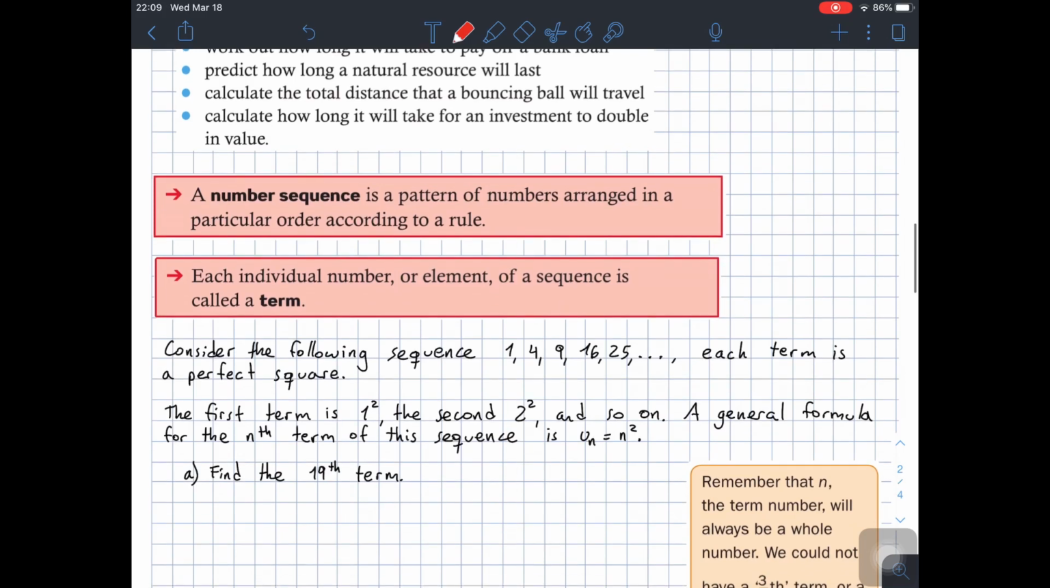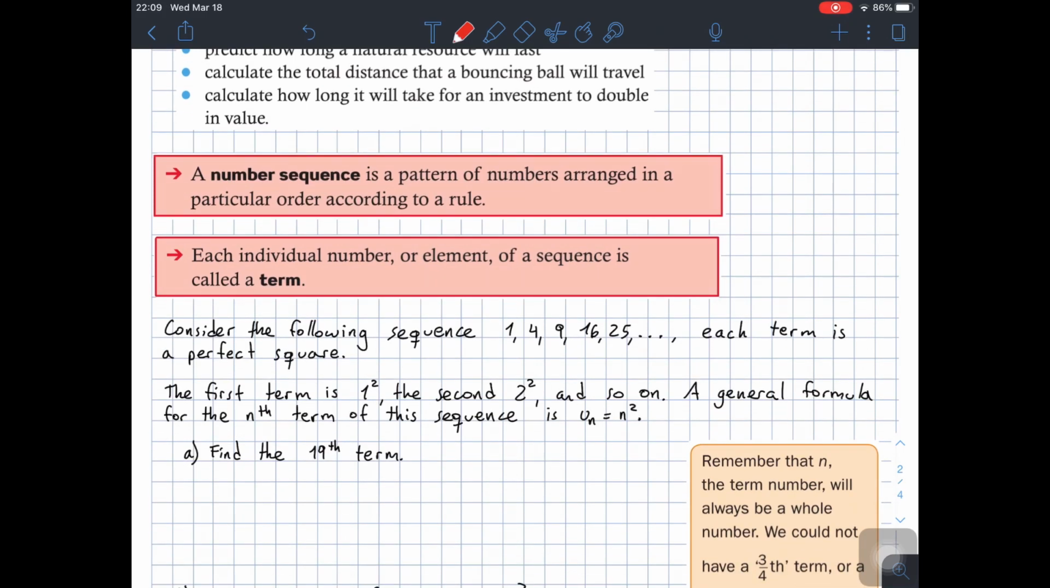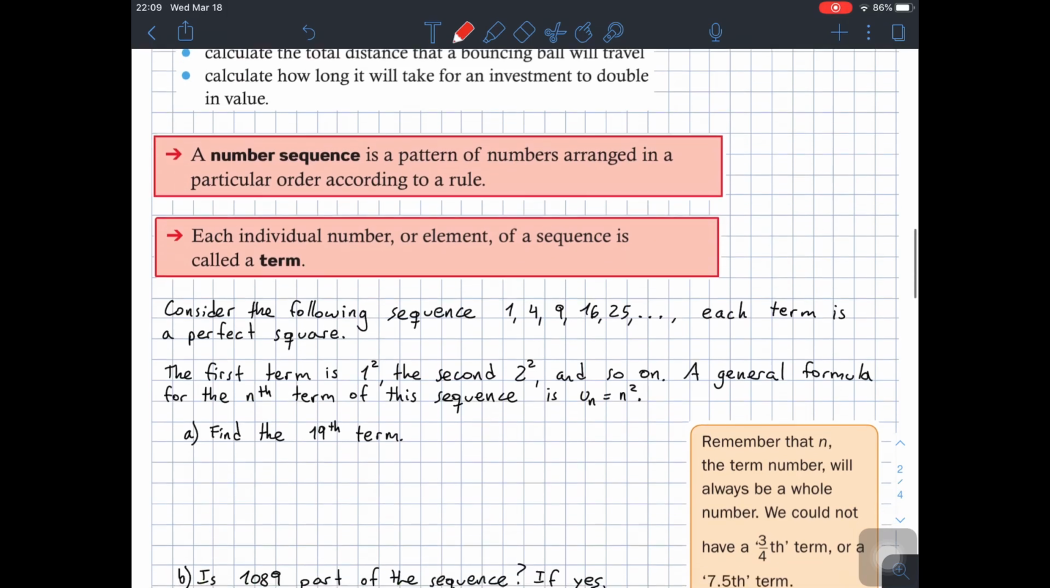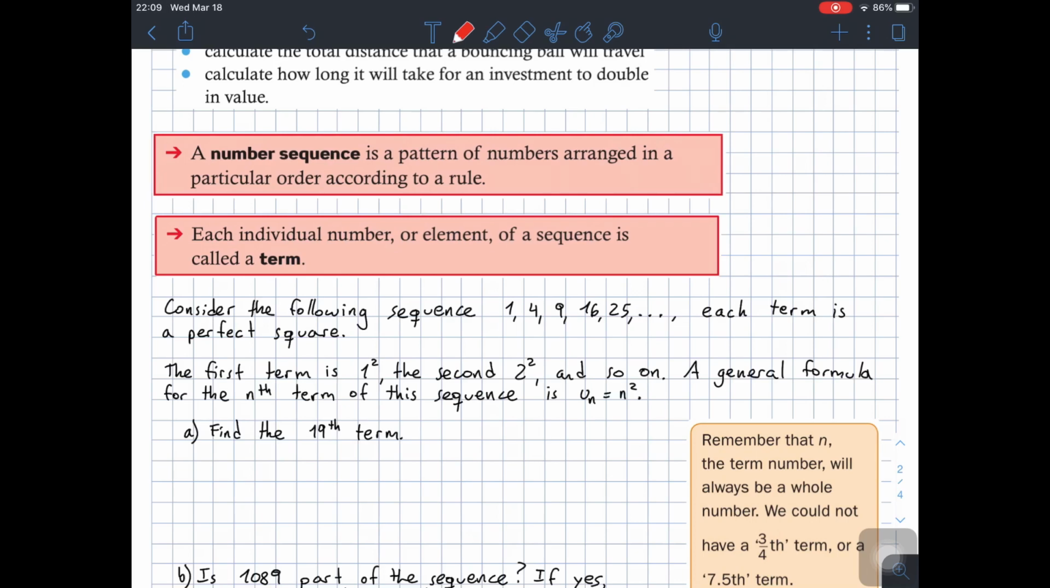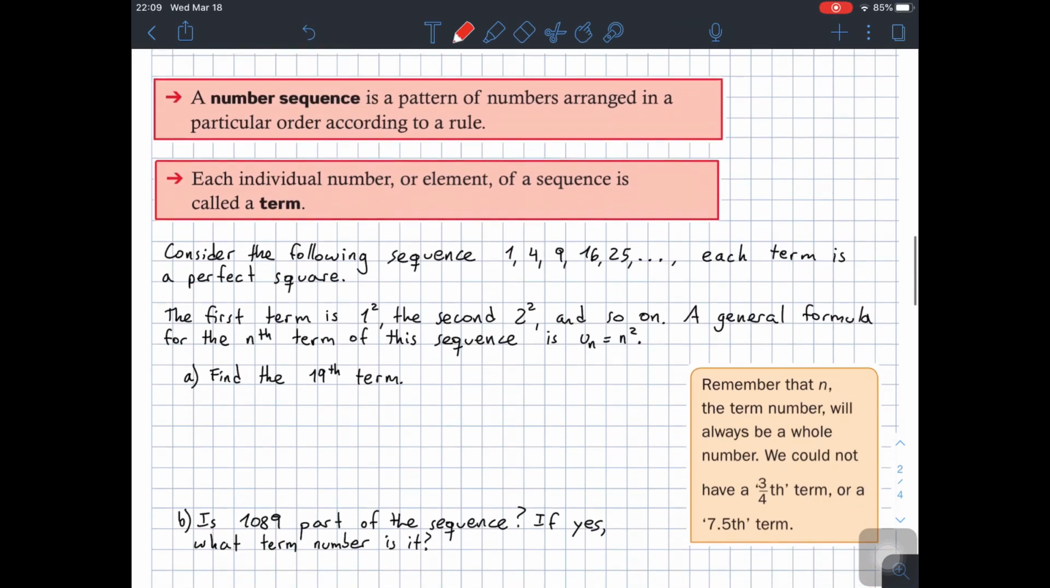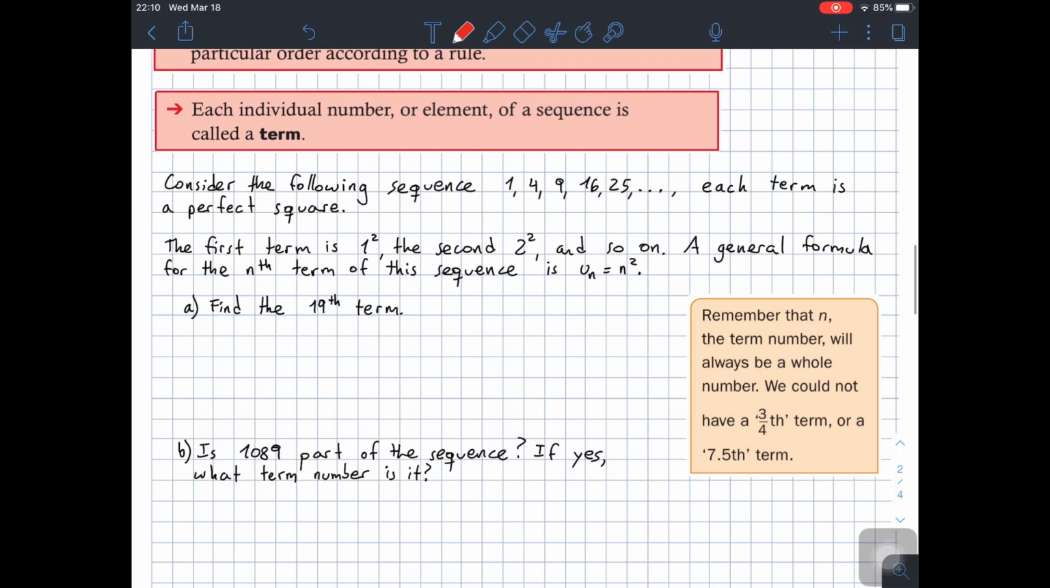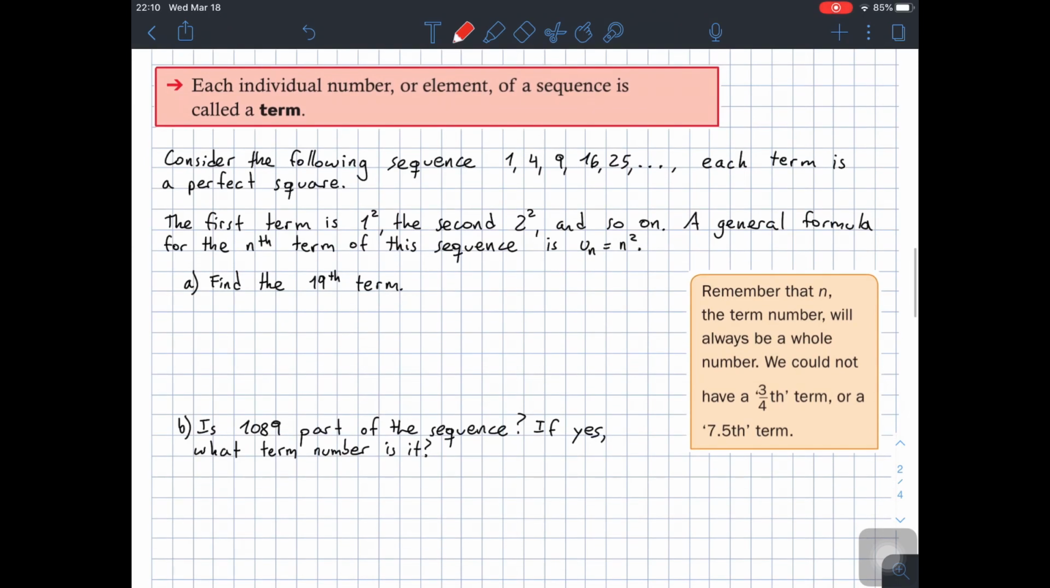Okay, then we have a definition of number sequence. It says a number sequence is a pattern of numbers arranged in a particular order according to a rule. In the investigation we performed, the rule was that we had to save $5 more than the previous week, right? Then each individual number or element of a sequence is called a term. So the first term was 20, the second term 25, and so on. So look at this example. It says consider the following sequence: 1, 4, 9, 16, 25, and so on. This is called an ellipsis. That means that the sequence continues indefinitely. Each term is a perfect square, right? This is 1 squared, 2 squared, and so on.